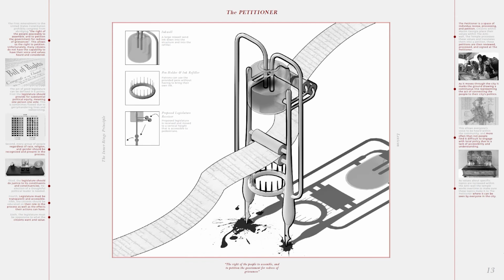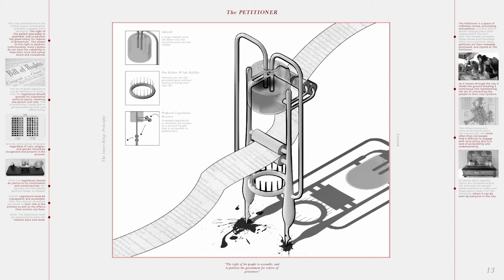The petitioner is based on the inner rings principle. Unfortunately, countless citizens don't have the capability for their voice to be considered or even heard. More often than not, people find it difficult to engage with local policy. This being said, legislature should also be transparent and accessible to everybody, regardless of race, religion, and gender.